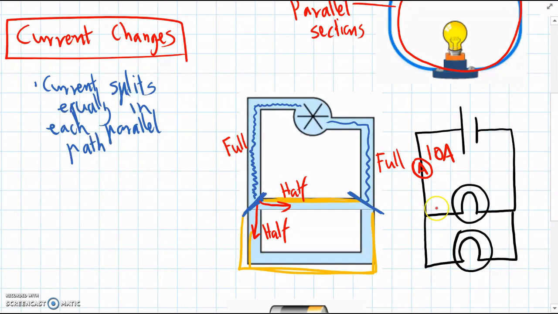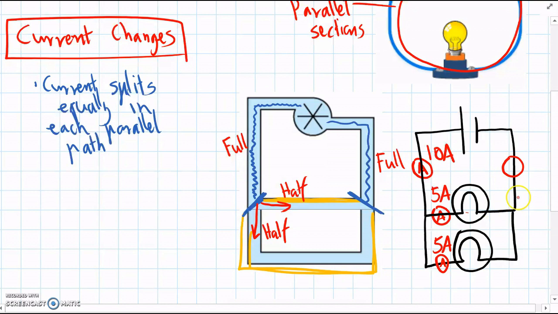But then if we put ammeters down in the parallel sections, the current has been split in half, because half the electrons travel one way and half travel the other way. So the ammeter will only measure 5 amps on this one and 5 amps on that one. But back up here, where the current has joined together again, this ammeter is going to measure 10 amps again, as all the electrons come back together.